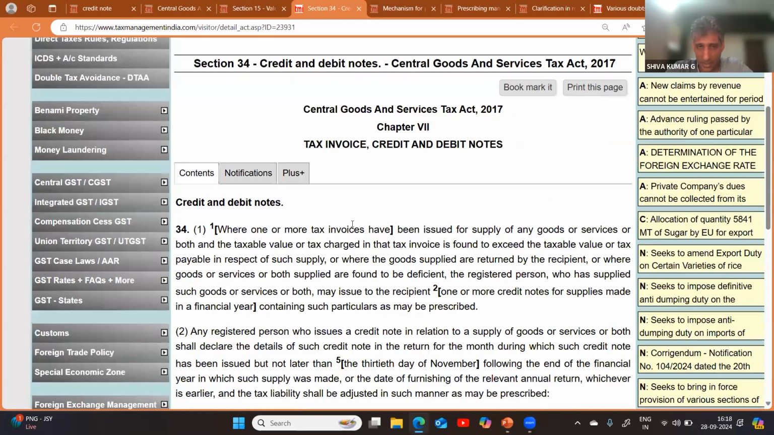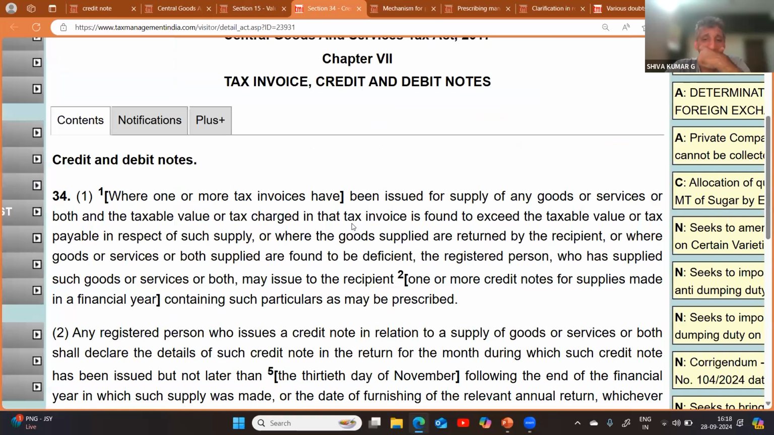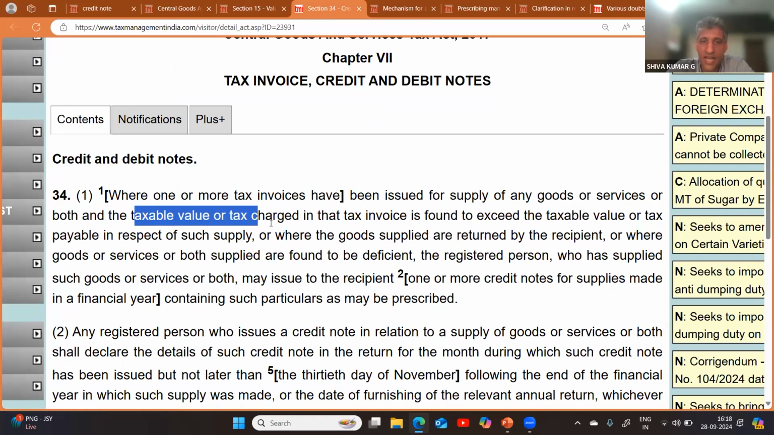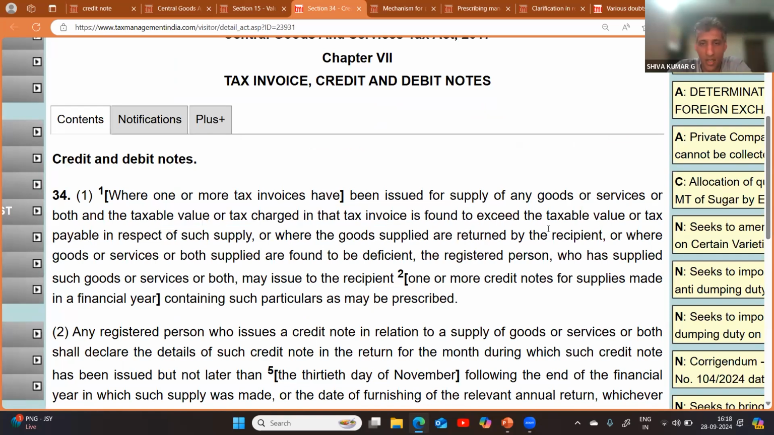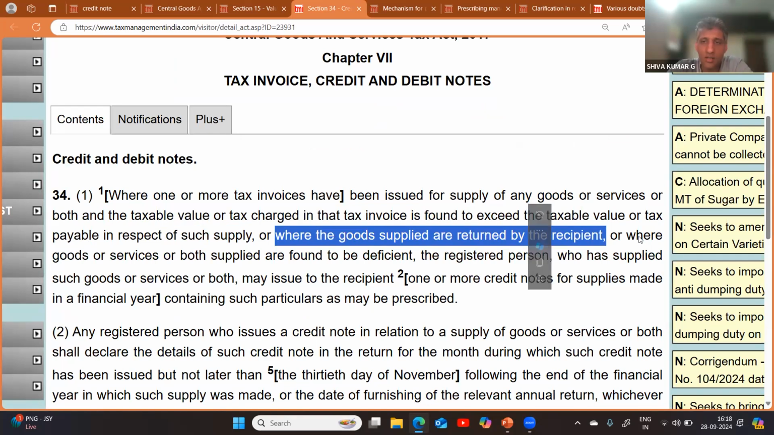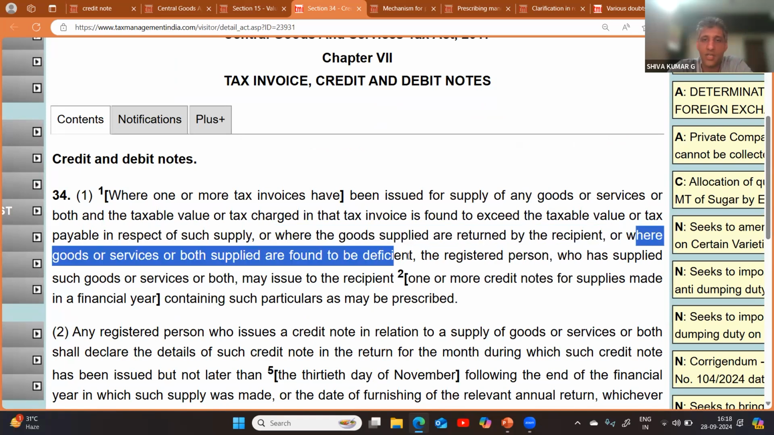So if I just use section 34, I hope you can see section 34. It says I can issue a credit note for supply of any goods or service or both. The taxable value and charge in the tax is found to exceed the taxable value. That is one scenario. Or where the goods have been returned. Or where the goods and service are found to be deficient. There are only three scenarios envisaged here.